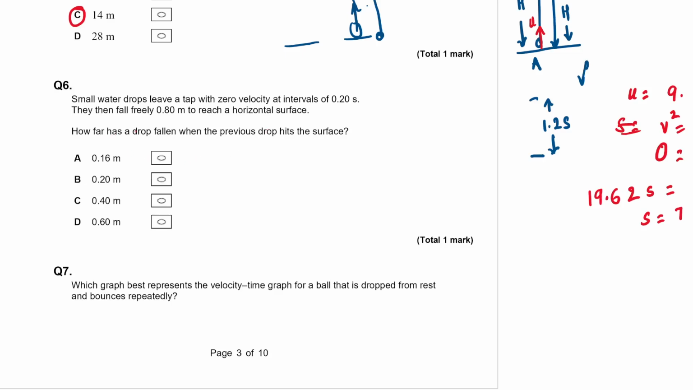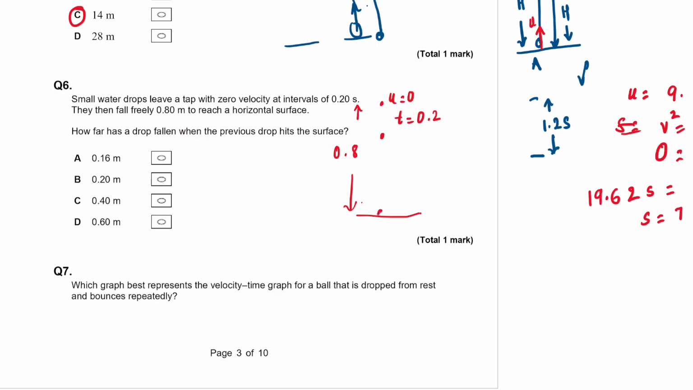Small water drops leave a tap with 0 velocity. So there are small water drops leaving the tap with 0 velocity at intervals of 0.2 seconds. The first drop is leaving, and then the second drop comes after t equals 0.2 seconds. They then fall freely for 0.8 meters to reach a horizontal surface. So the tap is at a height of 0.8 meters. How far has a drop fallen when the previous drop hits the surface?